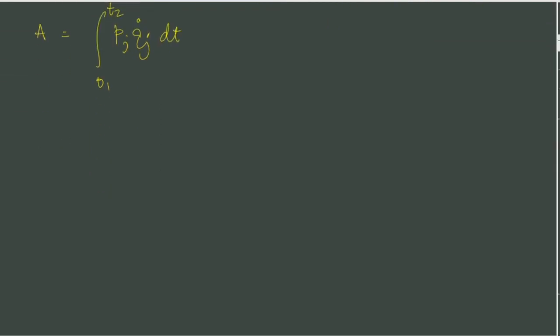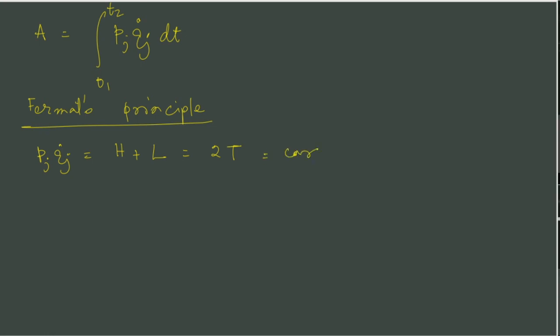And this is when we look at those applications, we'll realize the power of it. For example, consider a case where the potential is constant. Okay, so V is constant. So if V is constant, then Σ pj qj dot is equal to H plus L, which is equal to twice T. V anyway drops out. So this will also be constant. After all, H is constant. So if V is constant, then T is constant.